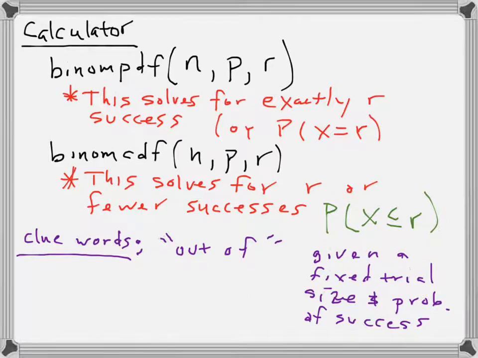Some clue words for knowing when to use a binomial formula are usually something like "out of." Again, you want to go back to binary, independent, fixed number of trials. So if you see something clear like, hey, we do 12 trials, we buy 6 tickets, and there's an 82% chance that we are a winner, that's a probability of success.